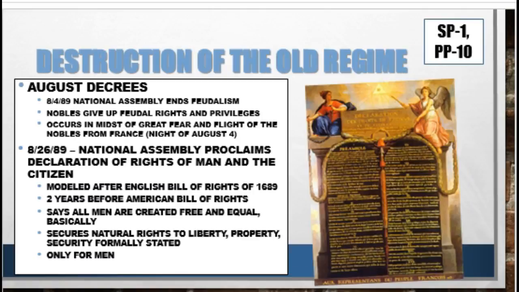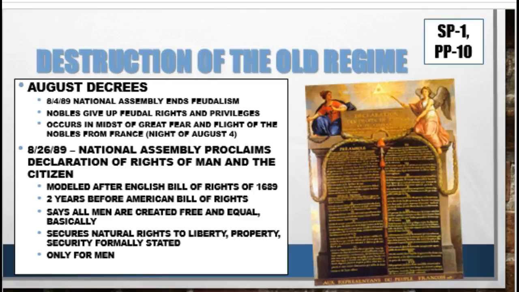So the National Assembly, on August 4th, 1789, starts to actually pass legislation. The nobles voted to give up feudal rights and privileges. Now, you might be thinking, wow, that's really nice, but I think in many cases they figured they're going to lose them anyway, so they wanted to be on the right side of history as opposed to the wrong side. And it occurred in the midst of the Great Fear and the flight of the nobility from France on the night of August 4th.